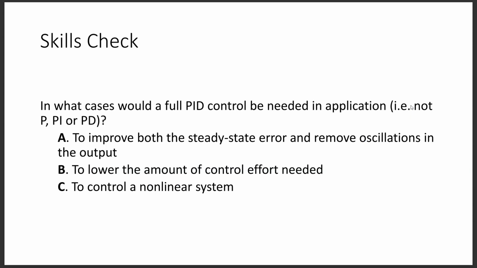So, in what cases would a full PID control be needed in applications? When is it that I don't use P, PI, or PD? A, to improve both the steady state error and remove oscillations in the output. B, to lower the amount of control effort needed. C, to control a nonlinear system. We didn't talk about nonlinear systems. B is not correct. We don't necessarily have a lower amount of control effort or control signal. So it's A. It improves both the steady state error and removes the oscillations.